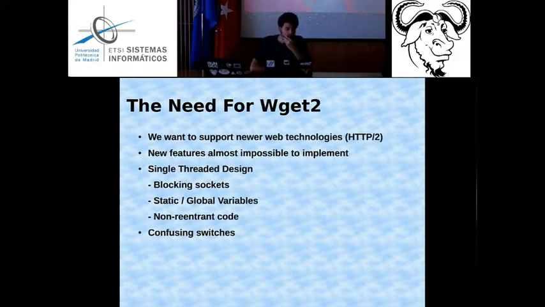Another example of features that were almost impossible to implement is a plugin framework we have in WGET2, which we will talk about later.